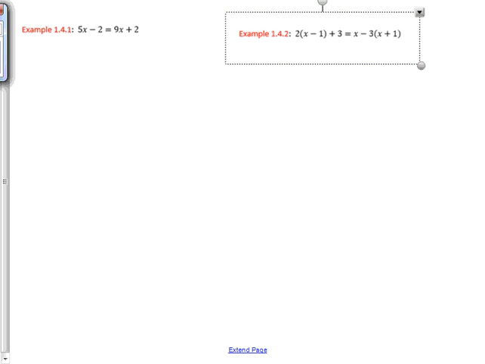Okay, so now we're going to talk about how to solve a linear equation. So make sure that you print out those notes that I listed for you in your module, and we'll work through those examples that I have down there. You can see them on the screen. All right, so first one says solve the linear equation 5x minus 2 equals 9x plus 2.